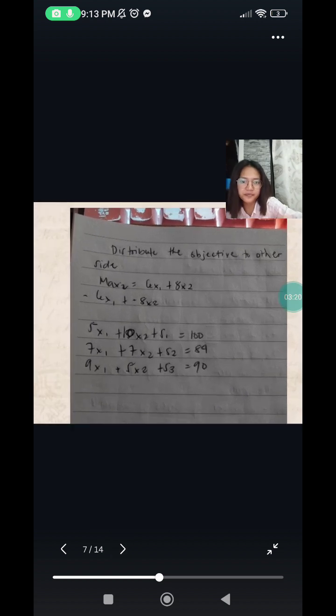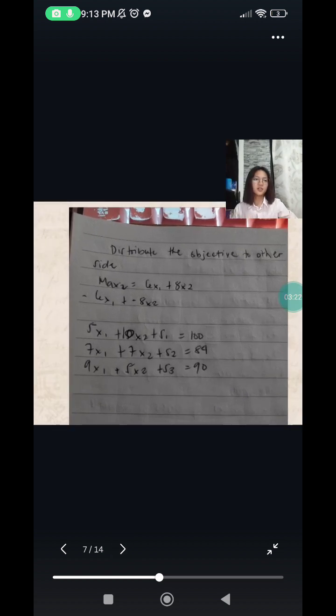Here, we need to distribute the objective function to the other side. We need to move the x sub 1 plus 8 x sub 2 to the left side, and it will become negative. Here is the final objective function, and we need to put it on the table and solve it.